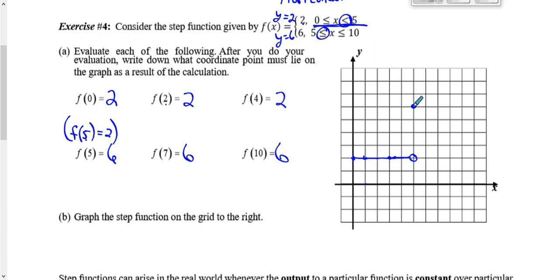All right, so that was f of 5. Let's do f of 10. 6, 7, 8, 9, 10. And that goes up to what? 6, closed circle. There's my step function. It's just 2 steps, right? Does it look like steps?